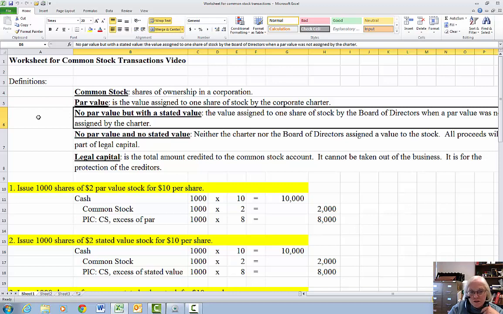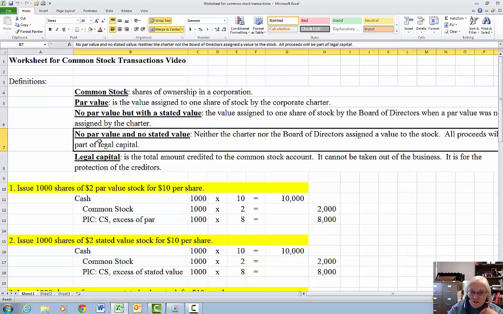You can also have no par value, but with a stated value. Here, the par value did not get assigned by the charter. Instead, you're going to have a stated value that is assigned by the board of directors. You can also have no par value and no stated value, where neither the charter nor the board of directors assigned a value to the stock.